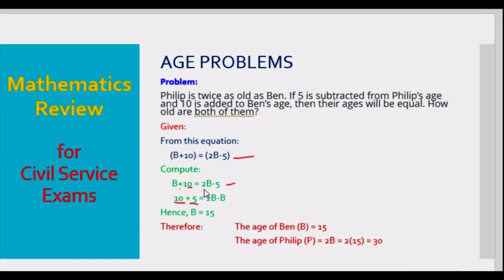The 2B here is just put under. Then the B here becomes minus B. So 2B minus B equals just B. And 10 plus 5 equals 15. So this is the age of Ben. The age of Ben is 15. And the age of Philip, which is 2B under the condition, is 2 times 15, which equals 30. So that is the answer.